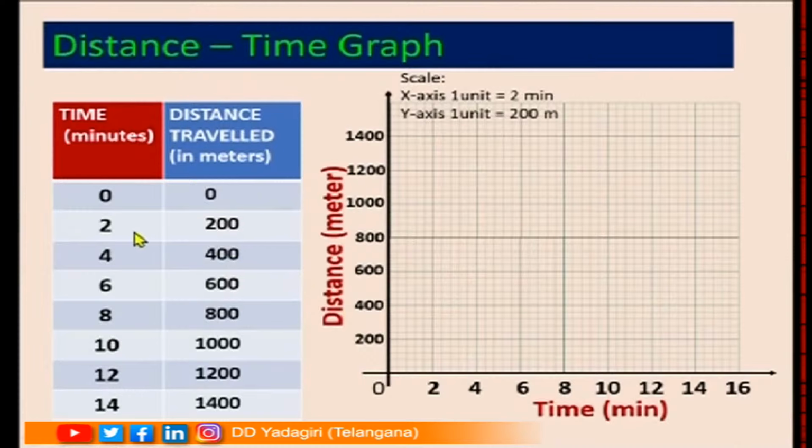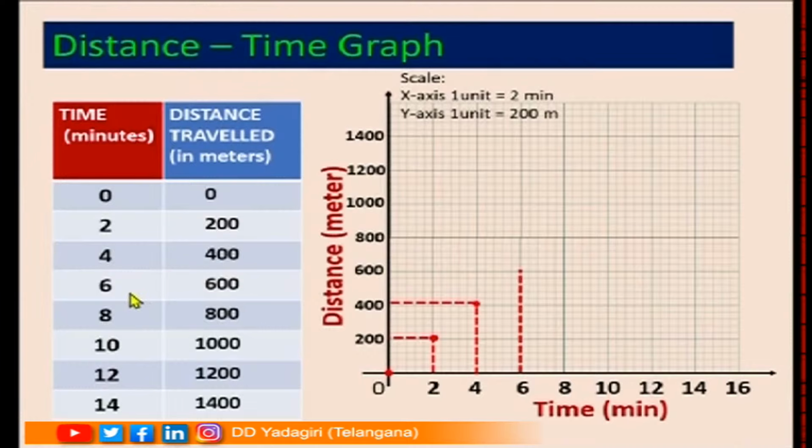And for 2 it is 200. For time equal to 2 minutes, the distance is 200 meters. So this is 2 and this is 200. At what point do they meet? Mark the point here. So this represents that after 2 minutes she covered the distance of 200 meters. And after 4 minutes she covered the distance of 400 meters. At what point do these two lines intersect, just mark it on the graph.